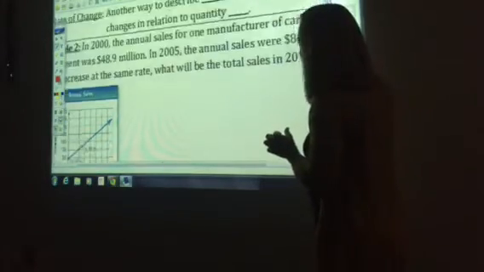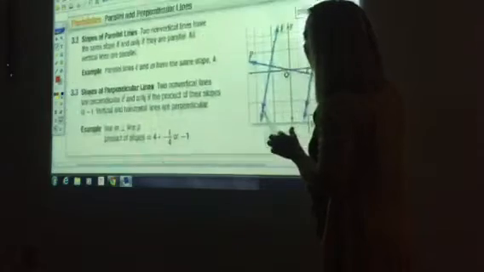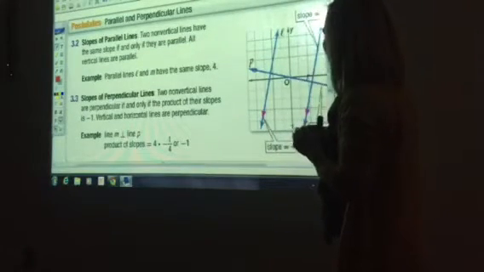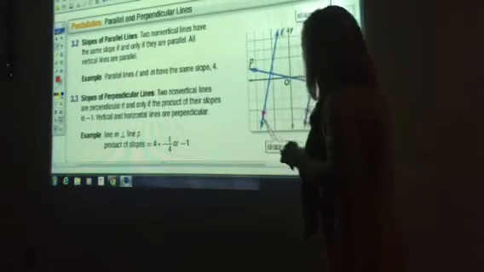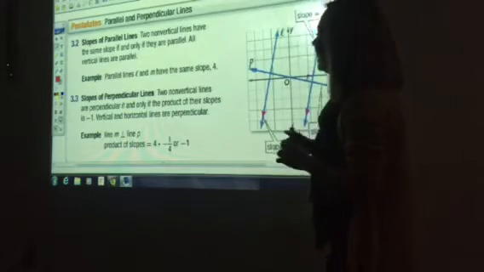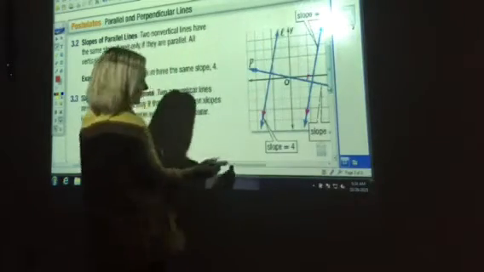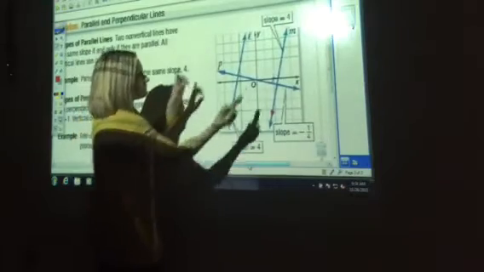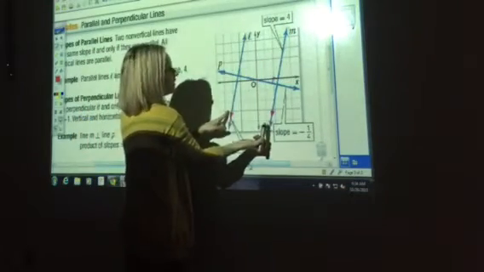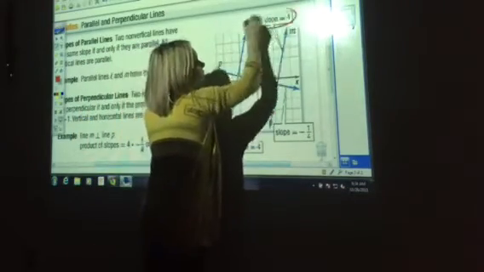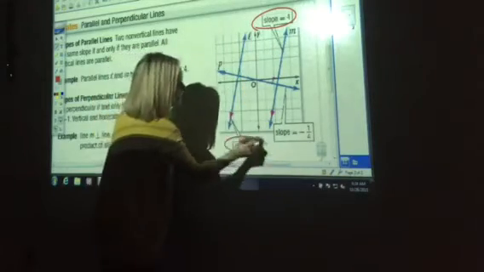Okay? Let's go ahead and skip down here. Slopes of parallel lines, if they're parallel lines, then of course your slopes are going to be the same. Okay? So if we look here at this example of these two lines, if they're both parallel, then their slopes are going to both be the same.